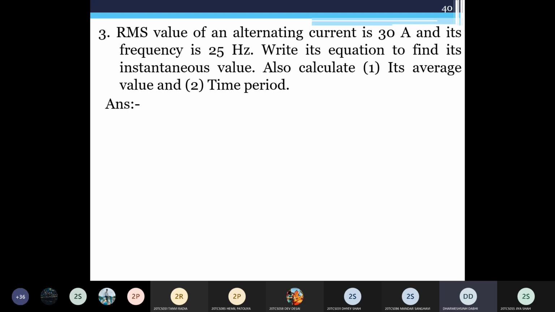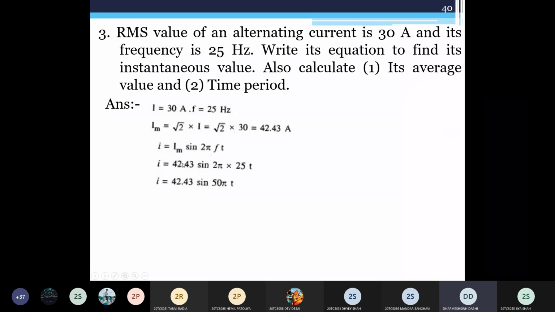So equation of i is equal to Im sine omega t. Put Im is equal to 42.42. And what is omega? Frequency is given, so omega is 2 pi f. So 2 pi into 25, so it is 50 pi into t, because time is not given. So the equation is i is equal to Im sine 2 pi f t, so you get i is equal to 42.43 sine 50 pi t.